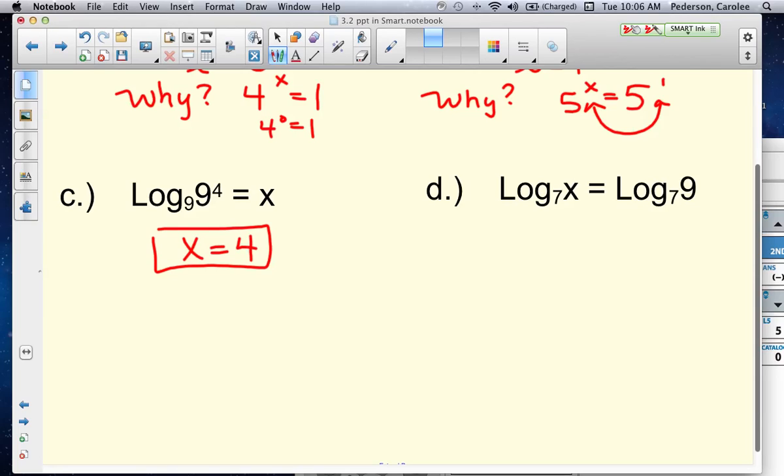Question D. What property does that go with? The 1 to 1. I have a logarithm of base 7, and I have another logarithm of base 7 on the right. So the 1 to 1 property says these two pieces must equal each other. So what does x equal then? 9. Okay.